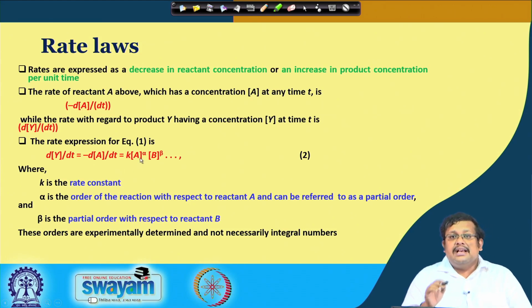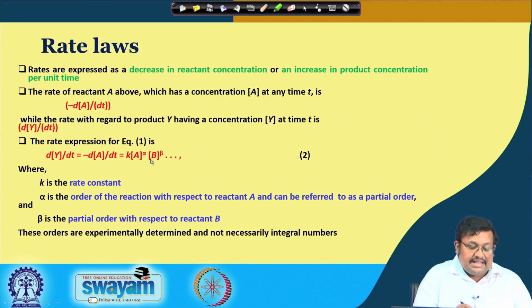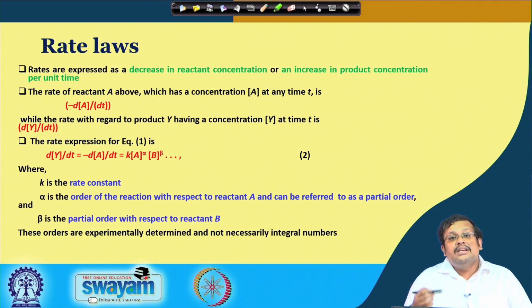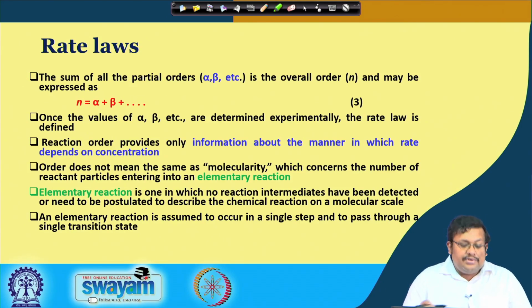Now, we are putting a minus sign because as the time progresses there is a continuous decrease in A concentration. So, this can be expressed in terms of a constant k multiplied by A to the power alpha and B to the power beta, where k is a rate constant, alpha is the partial order for reactant A, whereas beta is the partial order for reactant B, and these orders are experimentally determined and not necessarily integral numbers. We will see these in detail in today's lecture.